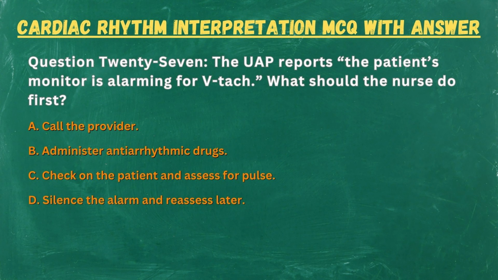Question 27. The UAP reports the patient's monitor is alarming for V-Tach. What should the nurse do first? A. Call the provider. B. Administer antiarrhythmic drugs. C. Check on the patient and assess for pulse. D. Silence the alarm and reassess later. Answer: C. Check on the patient and assess for pulse.